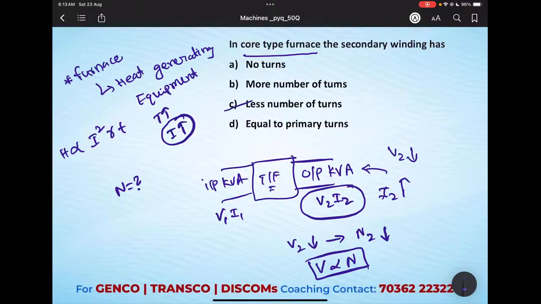Clear? It is a very simple concept. If you know the meaning of furnace, then you can answer the question very easily. So whatever theory questions are given, we need to go from the basics. If you are strong at basics, definitely you can easily solve this question.